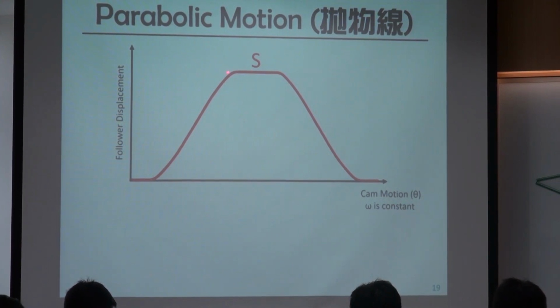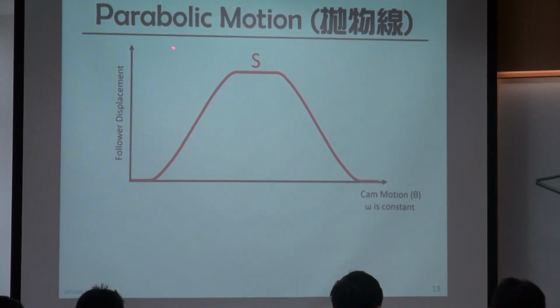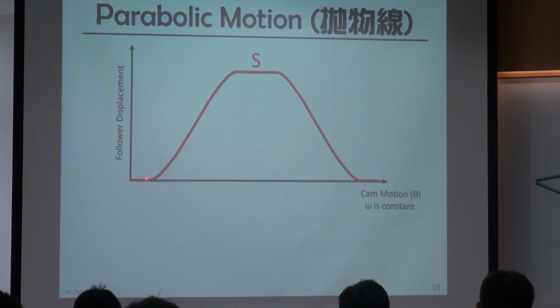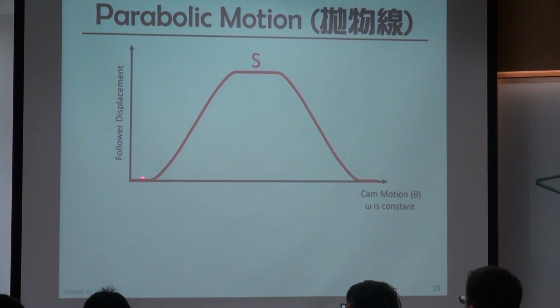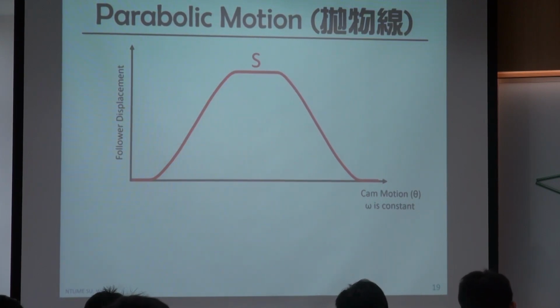So this time we use a curve instead of a straight line. We use parabolic motion, a parabolic curve, instead of the straight line. So you can see it seems more smooth. Originally, in the previous example, we just used a straight line to connect them, but right now we use a curve. So the slope is gradually changed, and so it seems more smooth.